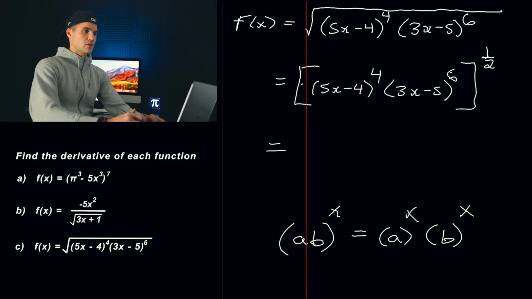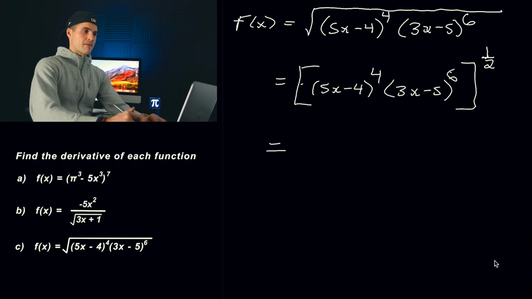But what I'm going to do is first further simplify. So I'm going to take this 5x minus 4. Actually, I'm going to need a couple of brackets.